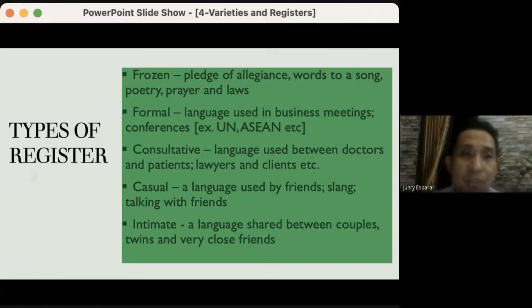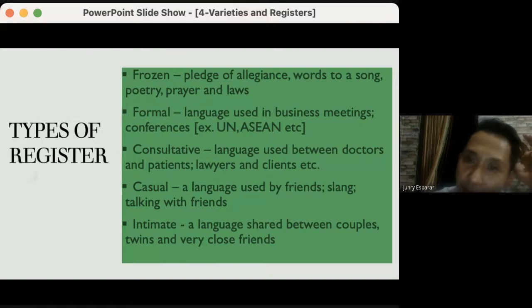Consultative, on the other hand, is the language used between doctors and patients, lawyers and clients, because, of course, you are asking questions, you are making a query, right? So that kind of conversation is consultative, like the register that you're using.